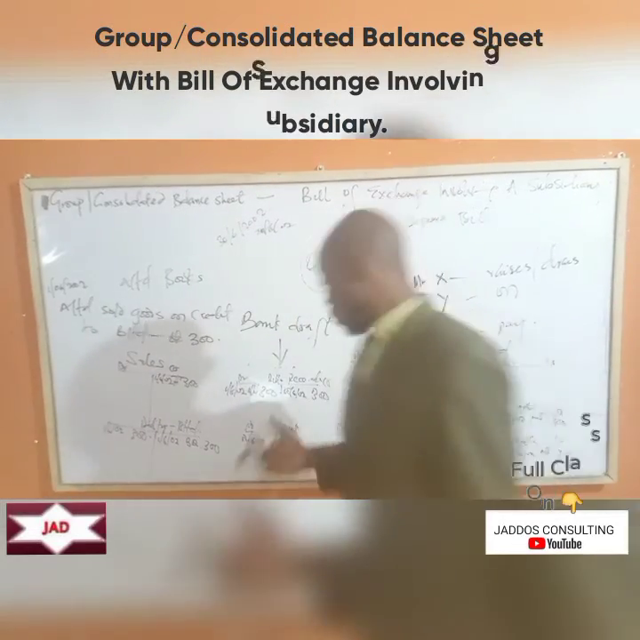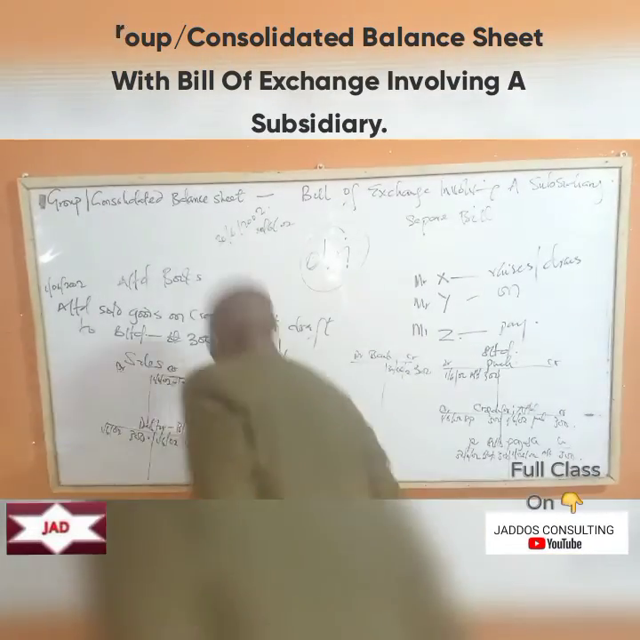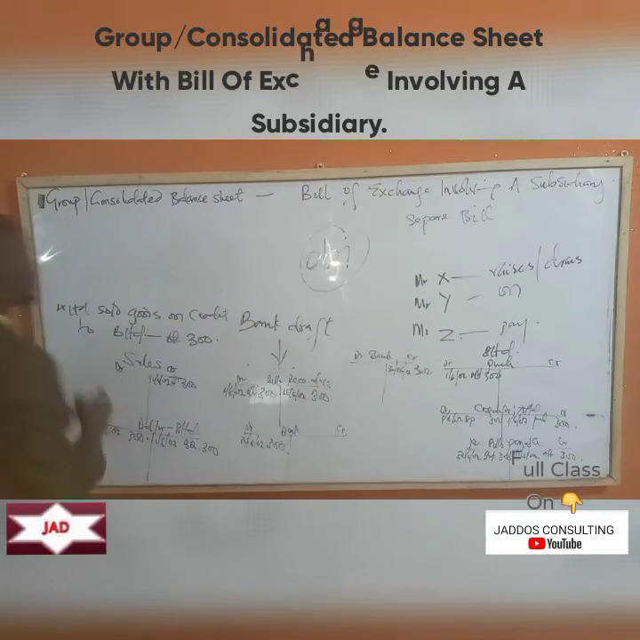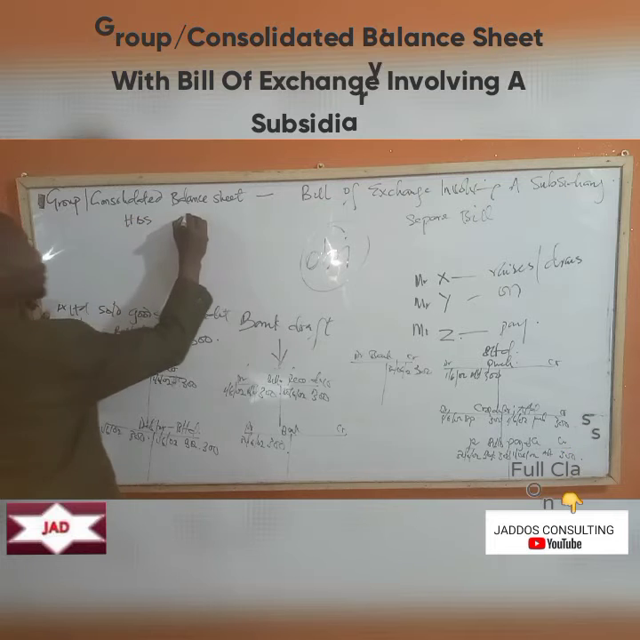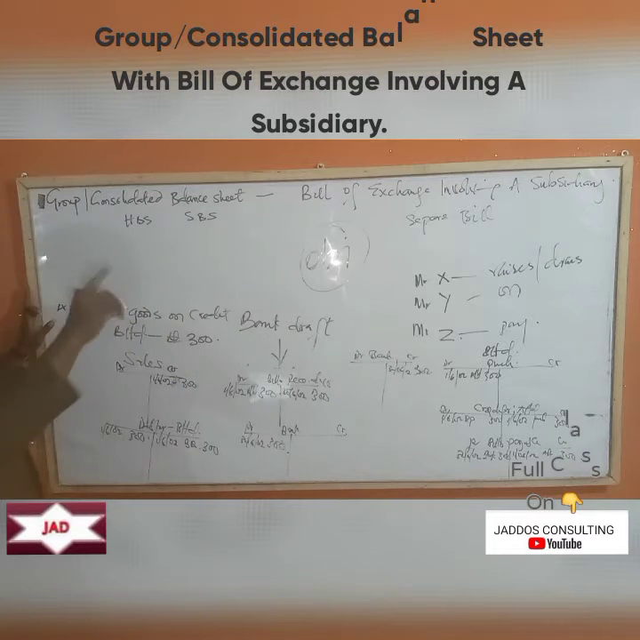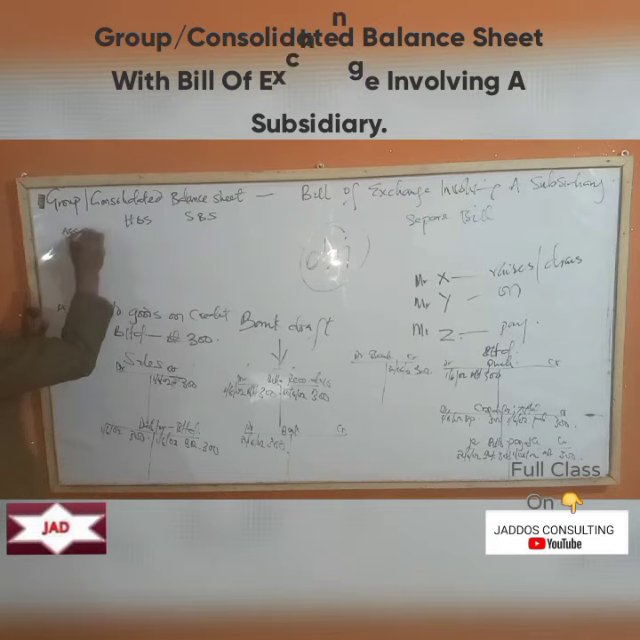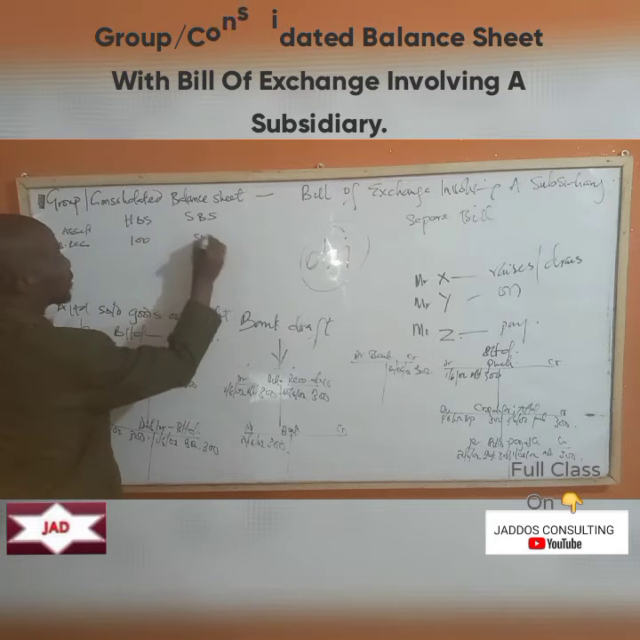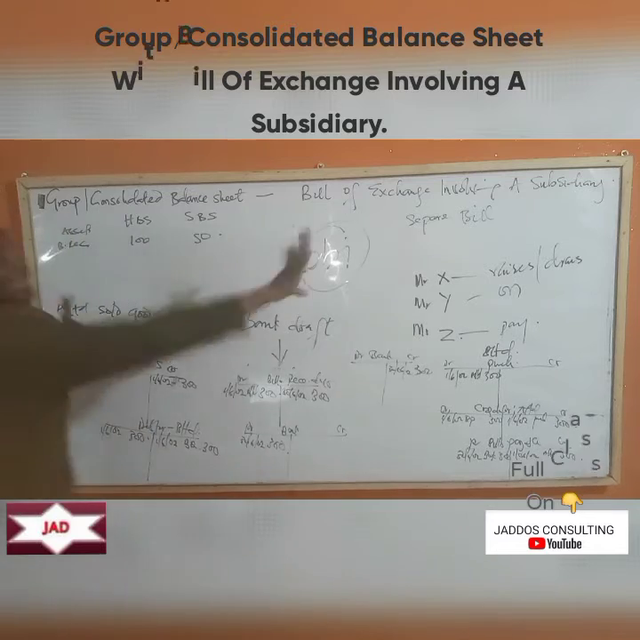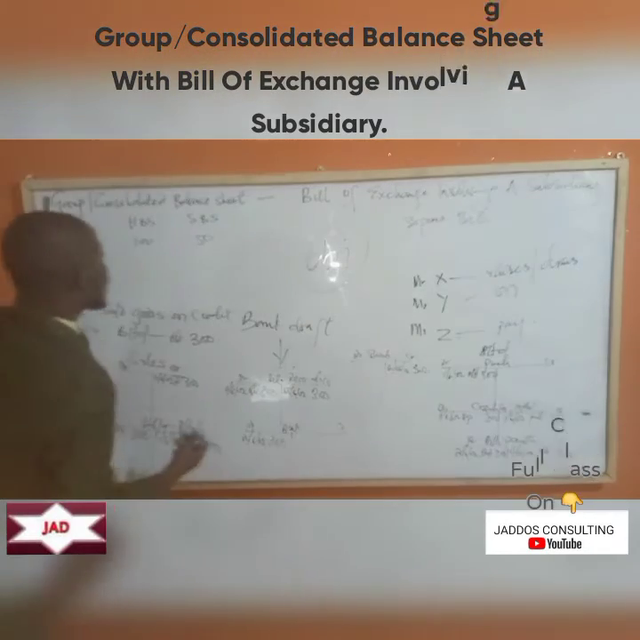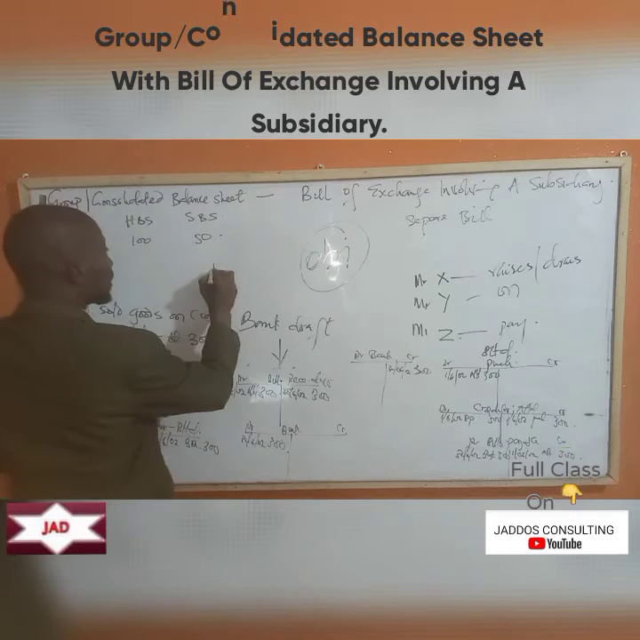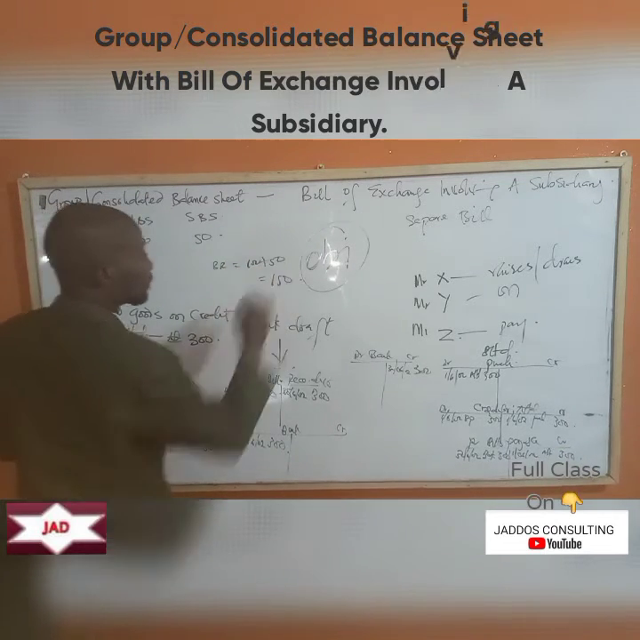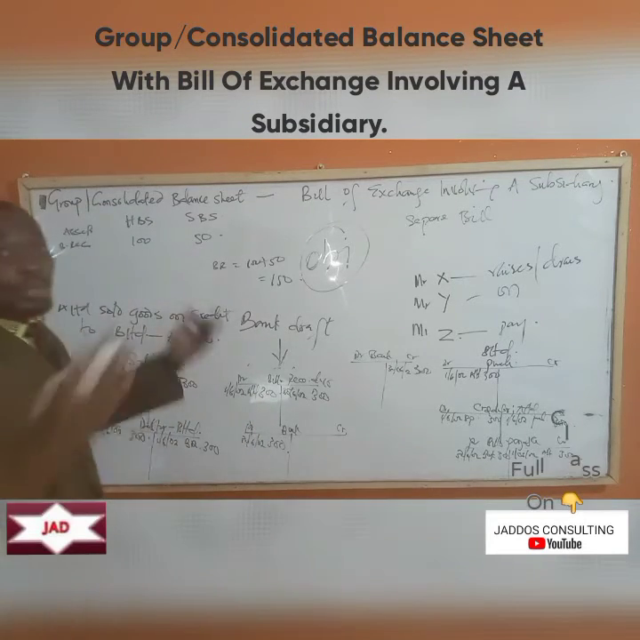So when you have that kind of scenario, this is what it looks like. This is the holding company's balance sheet, and the subsidiary's balance sheet. Of course, bills receivable is an asset. Let's say this one is 100 and this one is 50. So these are separate bills, not connected. So when you are consolidating, bills receivable will be 100 plus 50, that's 150.